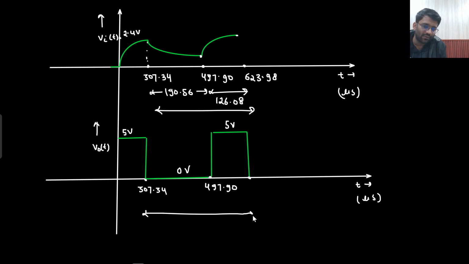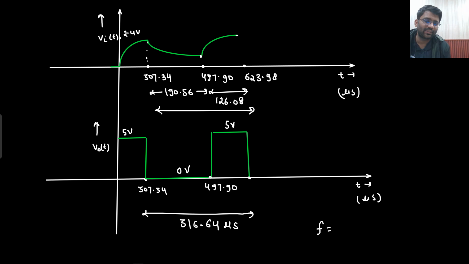Now what is this time window? This time window is 190.56 plus 126.08, which comes out to be 316.64 microsecond. So this is the time period we are getting.